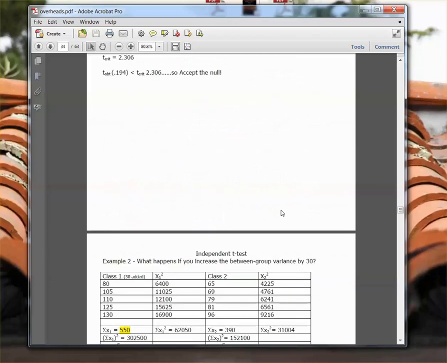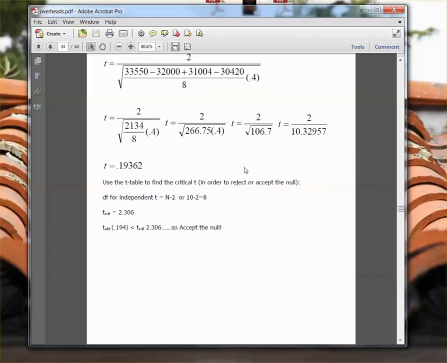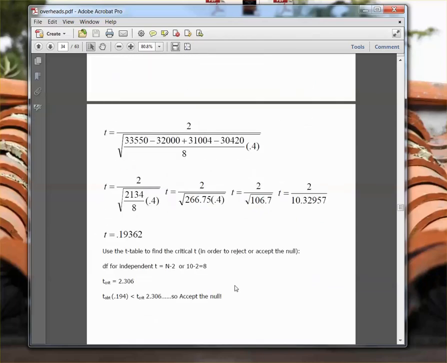So what we'll do in the next video is I'll show you what happens if we start playing around with the power. And you can use these examples to make sure that you're getting the calculations right with the independent t-tests. That's a good thing to do.